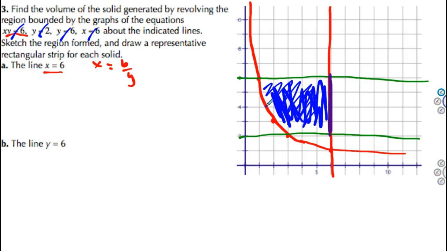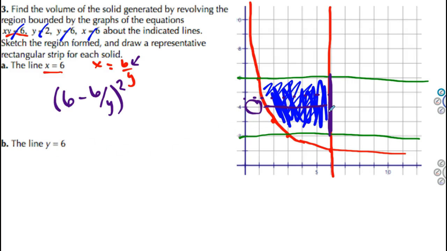So as I draw in my radius, the radius would have been 6 if it went all the way to the y-axis, but it didn't. It's short this chunk, and that chunk that's missing comes from this curve. So my radius is going to be 6 minus 6 over y. Make sure I square that.